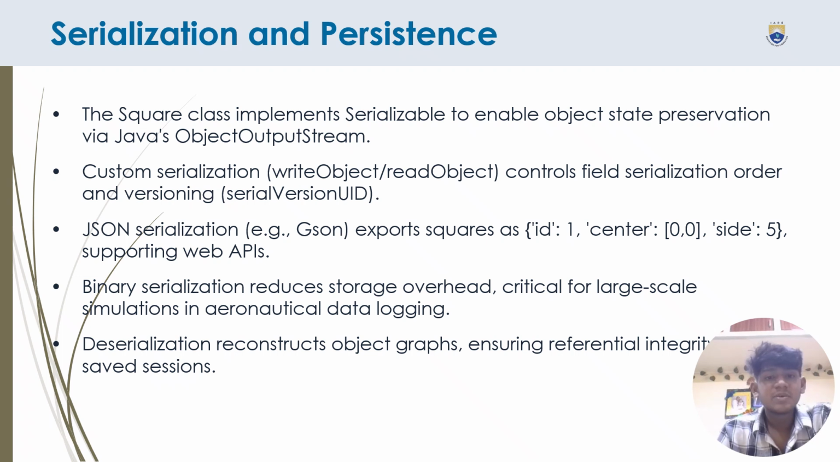The Square class implements Serializable to enable object state persistence via Java ObjectOutputStream. Custom serialization, writeObject and readObject, controls field serialization and versioning with serialVersionUID. Binary serialization reduces storage overhead, critical for large-scale simulations and aeronautical data logging.